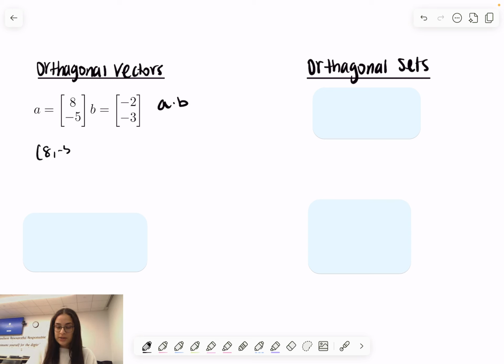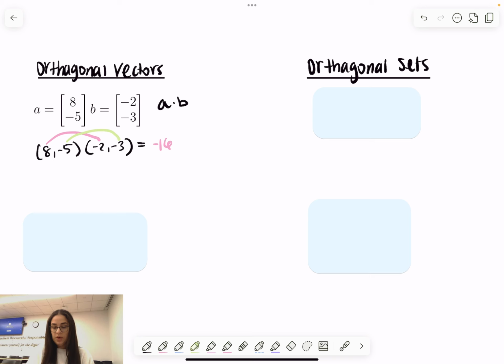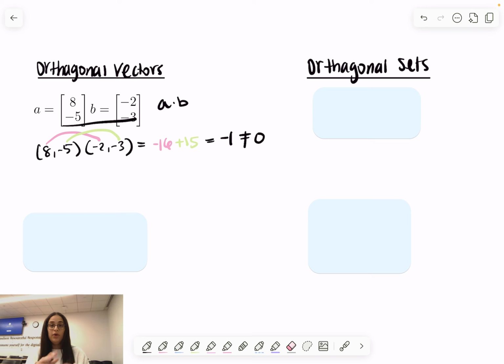So you write this as a, -5, b becomes -2, -3. Then you multiply the first term with the first term, so that's going to be equal to -16. And then you multiply the second term with the second term, and that's going to be equal to +15. And so this gives us -1. And that's not equal to 0, so therefore these two vectors cannot be orthogonal, and graphically that means that the two vectors are not perpendicular.